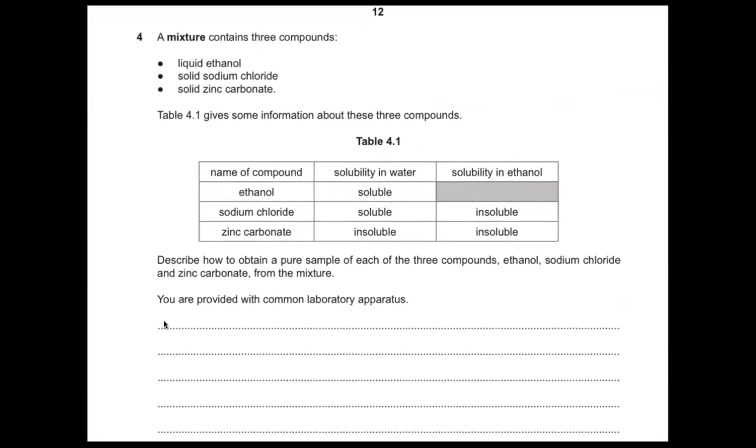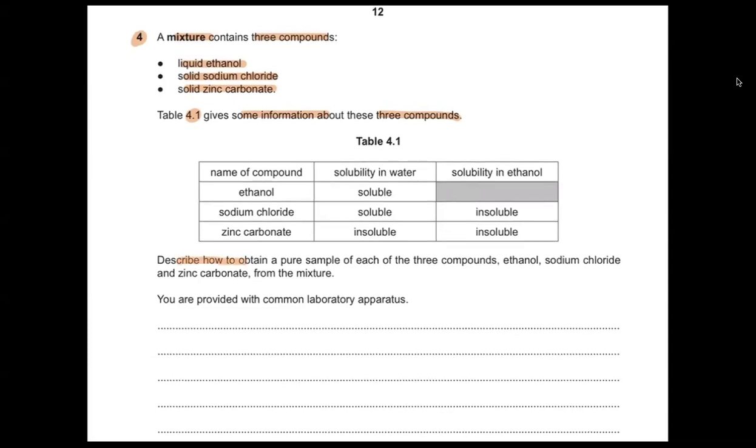Okay. Now question number 4. A mixture contains 3 compounds: liquid ethanol, solid sodium chloride, and solid zinc carbonate. Table 4.1 gives some information about these 3 compounds. Ethanol is soluble in water. Sodium chloride is soluble in water and insoluble in ethanol, and zinc carbonate is insoluble in both.